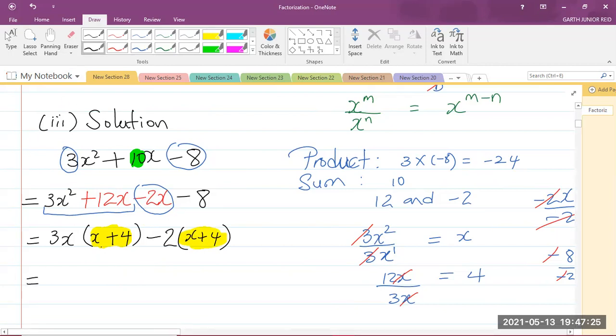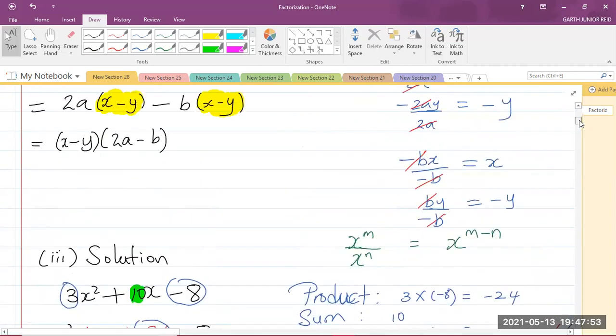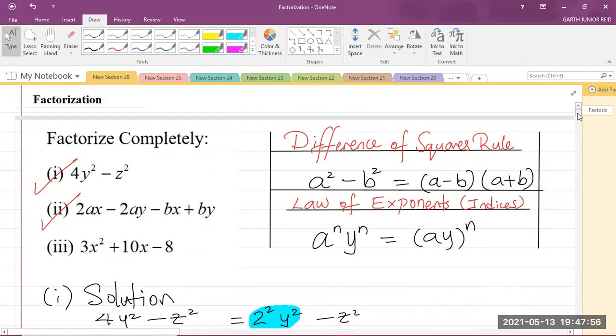This is now equal to, you now know that x plus 4 is a common factor in both terms. So we'll factor out the x plus 4. And in the other bracket, I'm just going to have the other terms that are outside, which is 3x minus 2. So the factored form of 3x squared plus 10x minus 8 is x plus 4 multiplied by 3x minus 2. We have successfully completed the last part of the question, which is part 3.